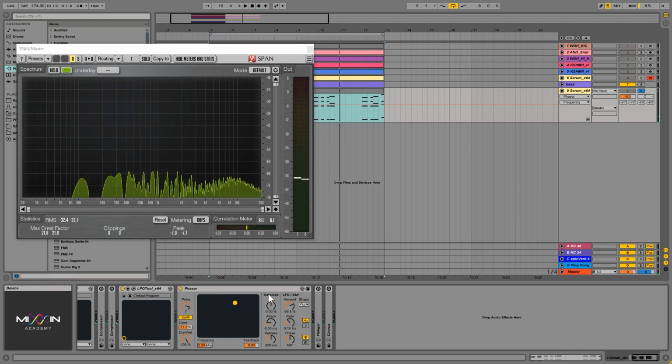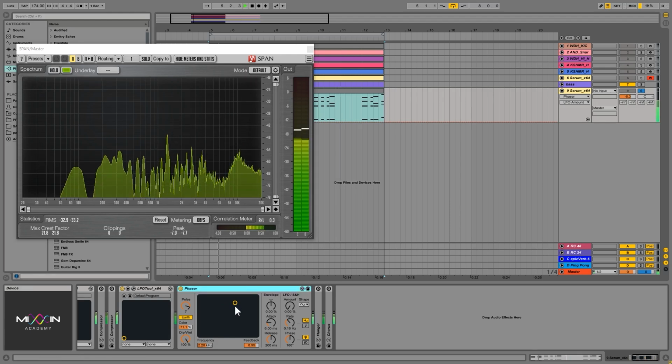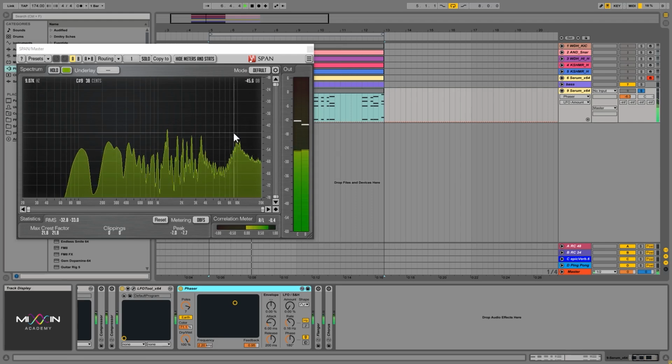Of course, I have this envelope follower where we can follow the actual transients of the sound and react to that, or we have the LFO. So we can turn that LFO off, and now the phaser is just going to produce those notches and not even move, like this. You see that always in the same spots.